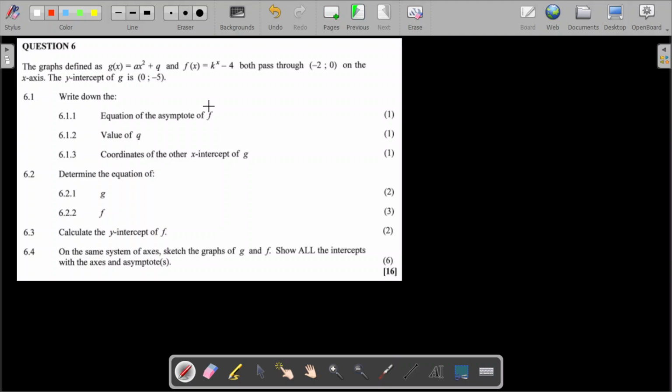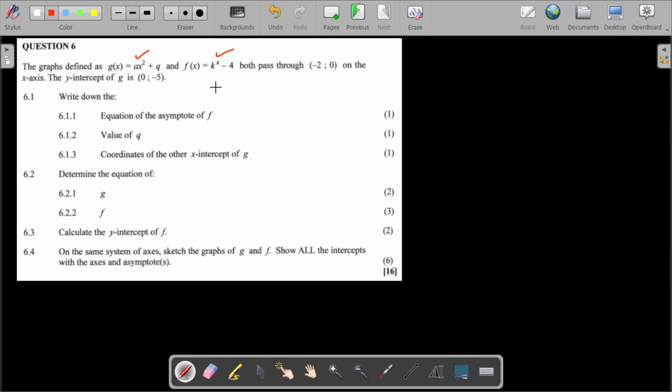Today we are doing this video for grade 10, which is the November paper that was written in 2019. So we'll be doing the revision of this graph, which is the parabola graph, and this graph which we call the exponential graph. So let's get into it.